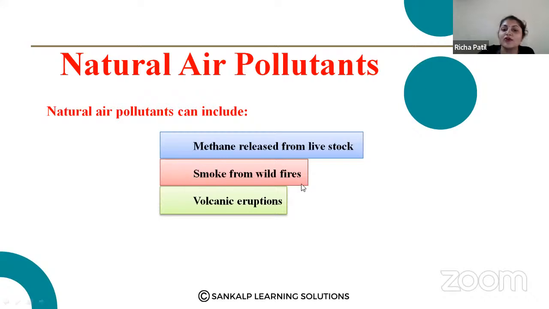Then second is smoke from wildfires. Okay, it may be because of man's mistake, or because of nature. In a wild forest, there will be fire, and if there is a lot of smoke from those fires, this is also one of the natural air pollutants. Then next is volcanic eruption. Okay, volcanic eruptions, when there is a burst of lava, most of the harmful air pollutants will be released. So this is also a type of natural air pollutant.